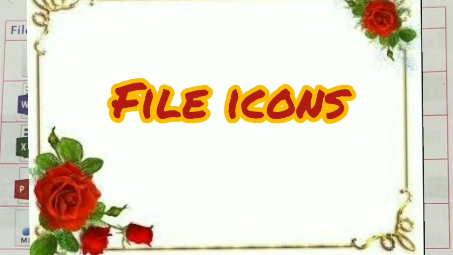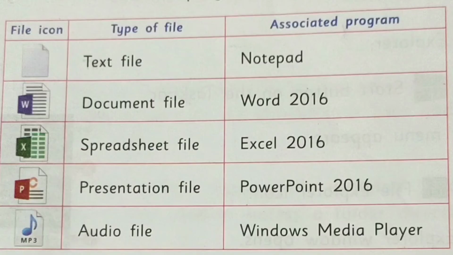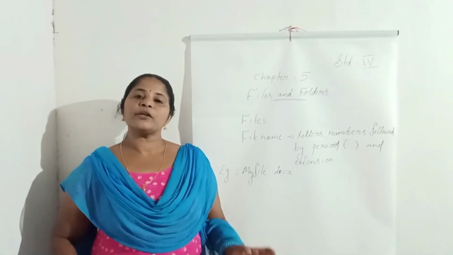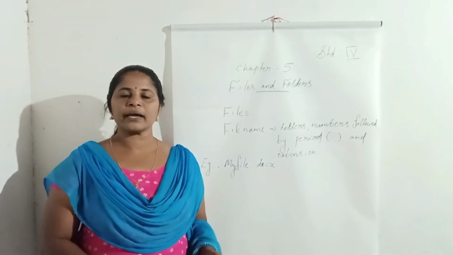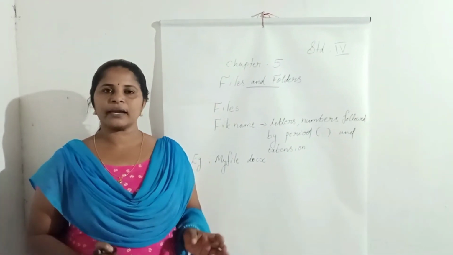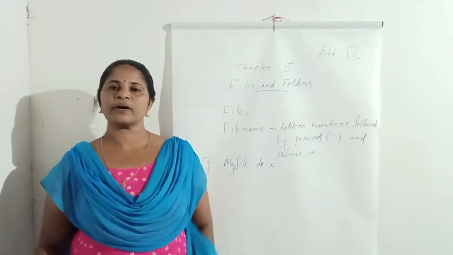And next one, file icons. When we use the computer, we can see small pictures on the desktop. Those small pictures are called icons, and all the files in a computer have a specific icon. Now we know what is a file, file name, and file name extension. And the next one, folder.